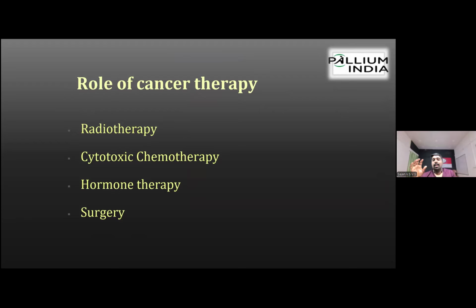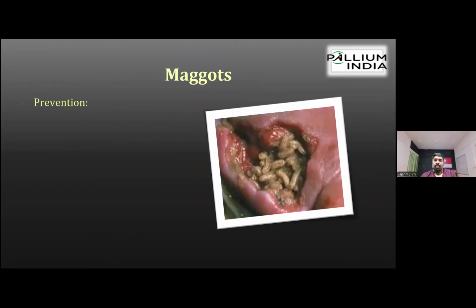Role of cancer therapy, if any role, I already told, is for improving the quality of life of the patient. In that aspect, if any role for radiotherapy, cytotoxic chemotherapy, hormonal therapy or surgery is needed, we need to do it. Otherwise, no need to facilitate. We need to leave these points.